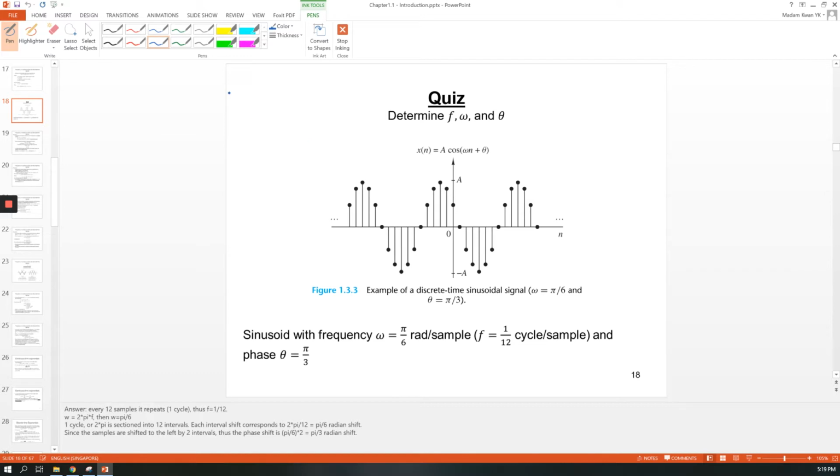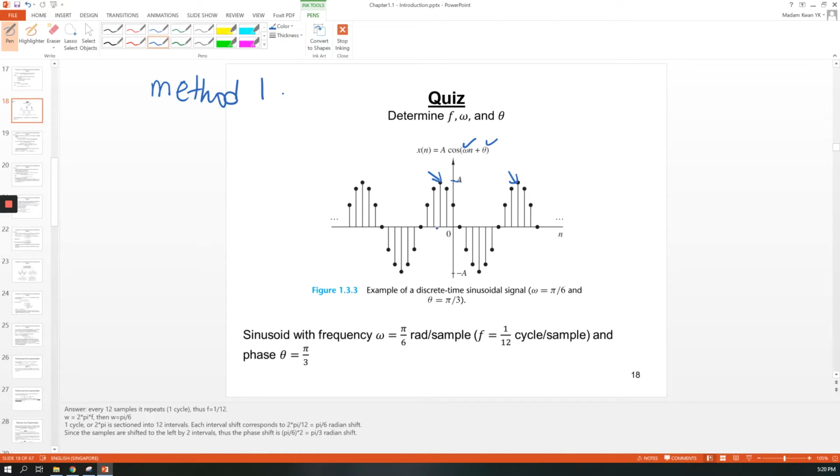Remember last time we were struggling with doing method one, right? Method one says, let's find omega and theta. Let's look at this point and this point. The value should be the same, right? It should be a.